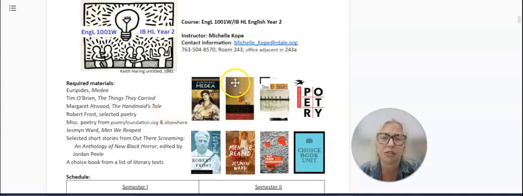text about an authoritarian, a totalitarian government that has completely taken over women's bodies. Then we are going to read Tim O'Brien's The Things They Carried, which is a bit more realistic fiction, I would say, and talk about postmodernism. Then we are going to end semester 1.